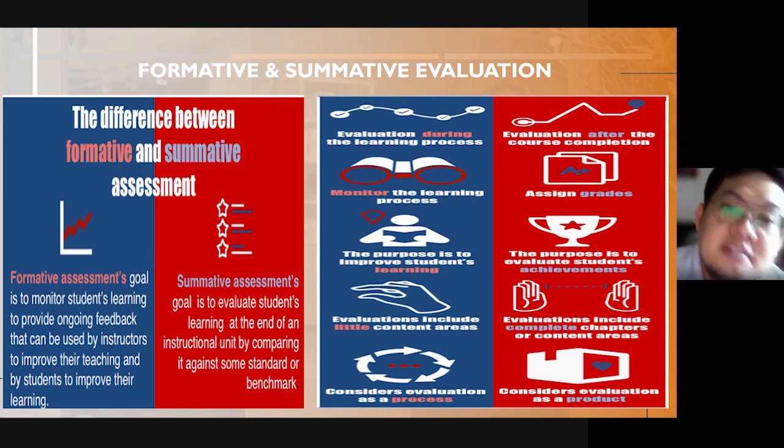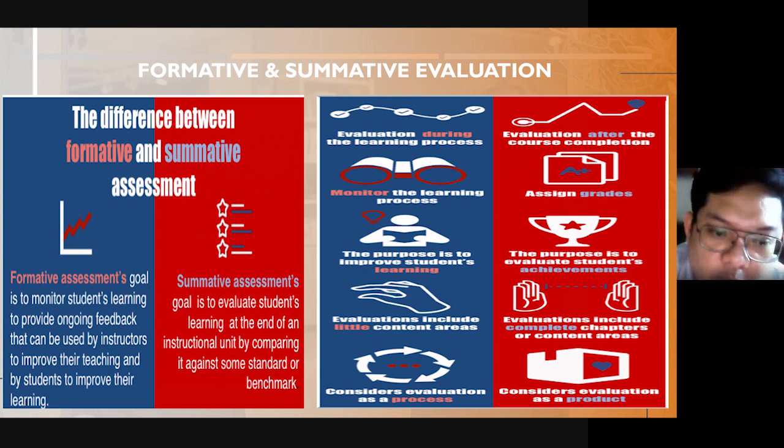What are the differences between formative and summative assessment? Formative assessment goals aim to monitor the students' learning process, to provide ongoing feedback. So the teachers will tell you what to do in order to get marks, right?